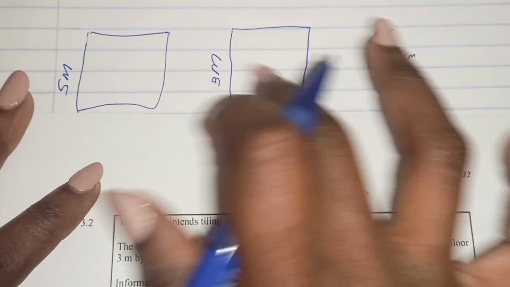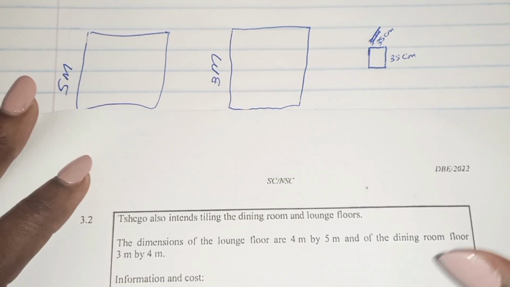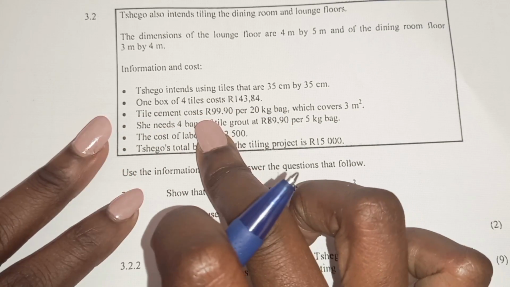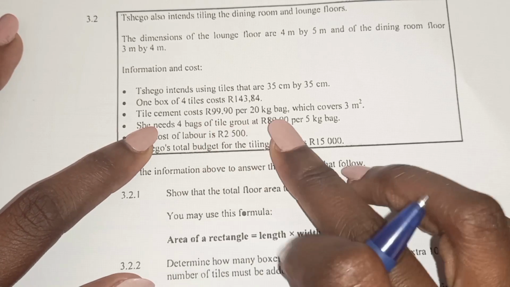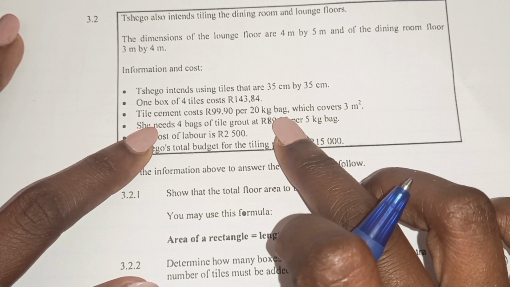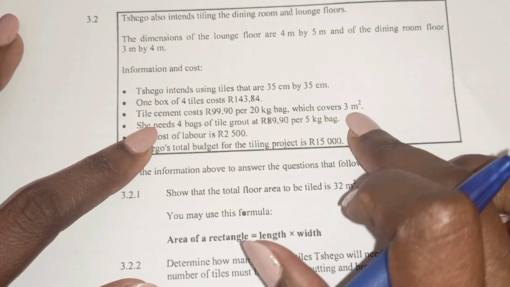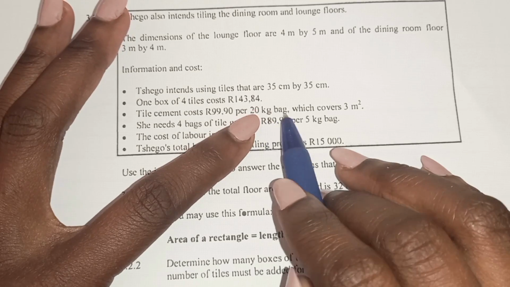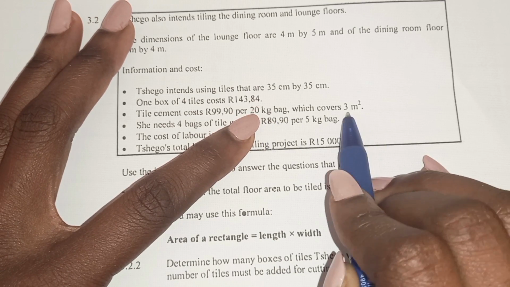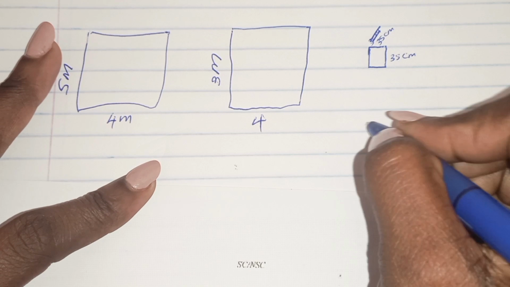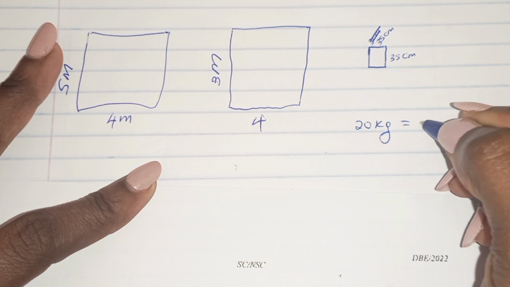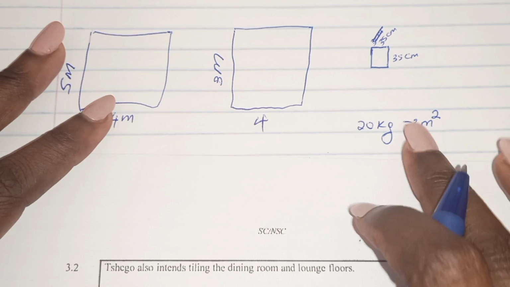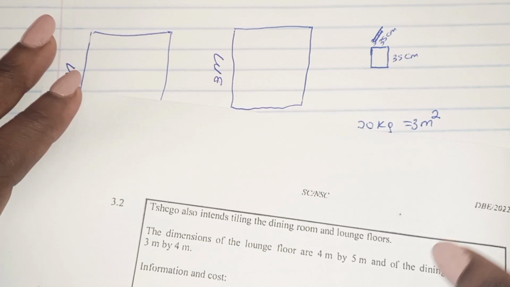So I already know they're going to want us to find out how many tiles are going to be used, how many boxes, how much each box is. It's going to be a lot. Tile cement costs. So when they tile, they use tile cement, which is 99 Rand per 20 kilograms, which covers 3 meters squared. Now let's understand something about this. A 20 kilogram bag will be used for 3 meters squared. So if I have a 20 kilogram bag, I can only use it for 3 meters squared, right? For 3 meters squared, I use 20 kilograms.